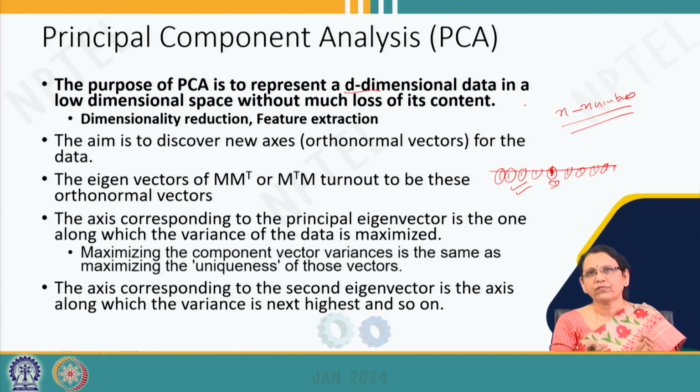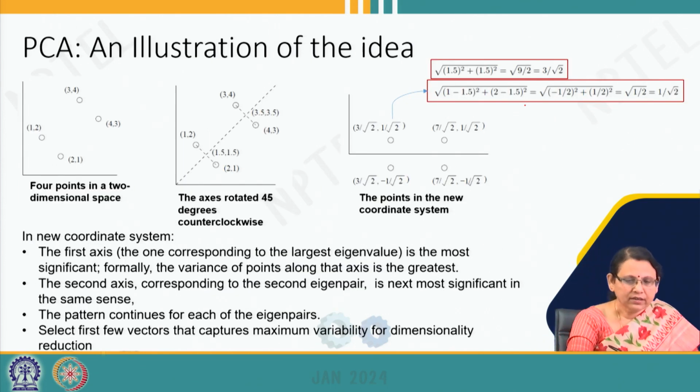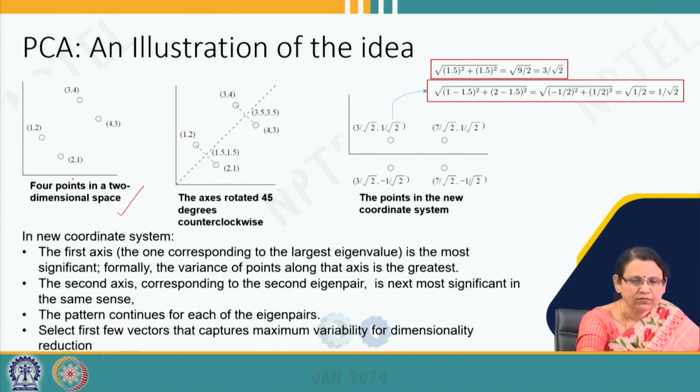So, as a result, if you take the top few, then the maximum variability that is there in the data, which makes the data unique, can be represented by the top few components. So, this is an illustration. Look at this here, in this 2-dimensional space we have 4 points. So, these are the 4 points 1, 2, 3, 4.